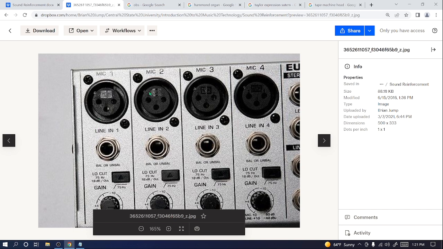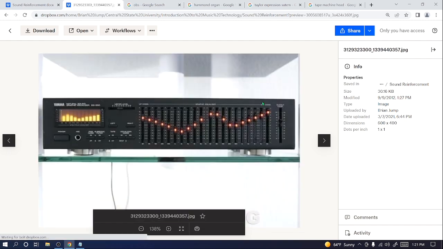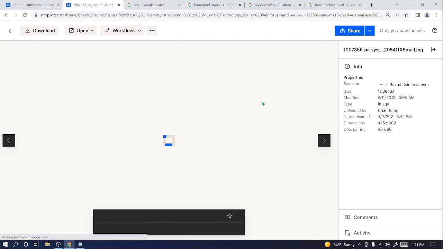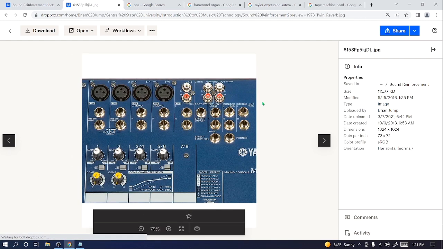Now, this happens often. There appear to be four microphone preamplifiers on this board. But oftentimes you'll find mixing boards that have additional channels. Yeah, look at this guy. One, two, three mic preamplifiers, and then there's this seven and eight.